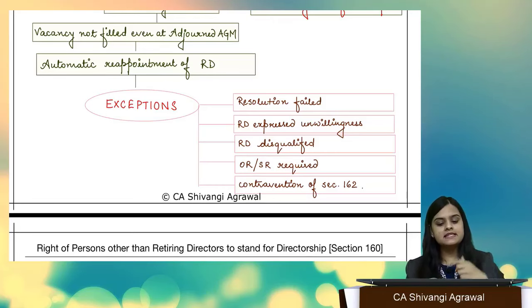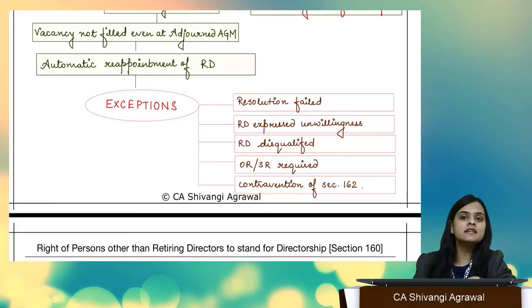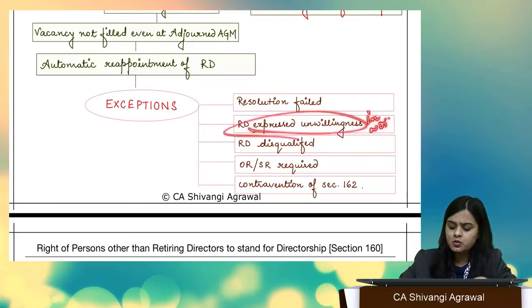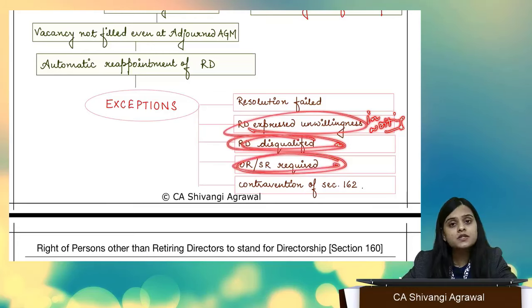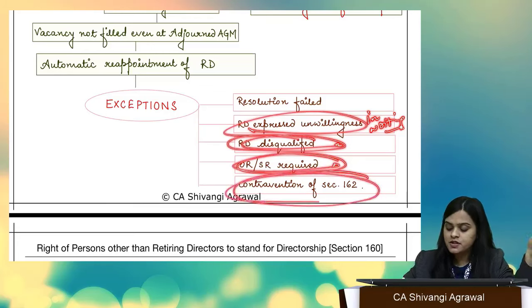Supposedly Mr. X is retiring and Mr. X has clearly said that I don't want to be reappointed. So he has expressed his unwillingness in writing that he doesn't want to be reappointed. We cannot reappoint him. Supposedly he is disqualified. He has become of unsound mind. How can we appoint him? Specifically in the Act it is written that we need an OR or SR for his appointment. We cannot appoint him. There is contravention of section 162.